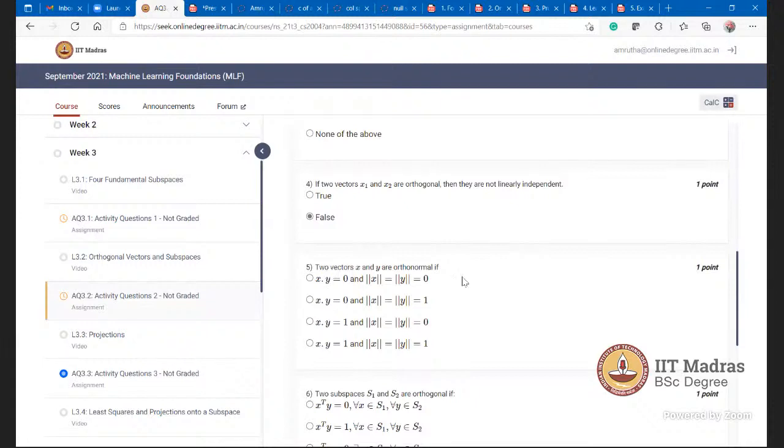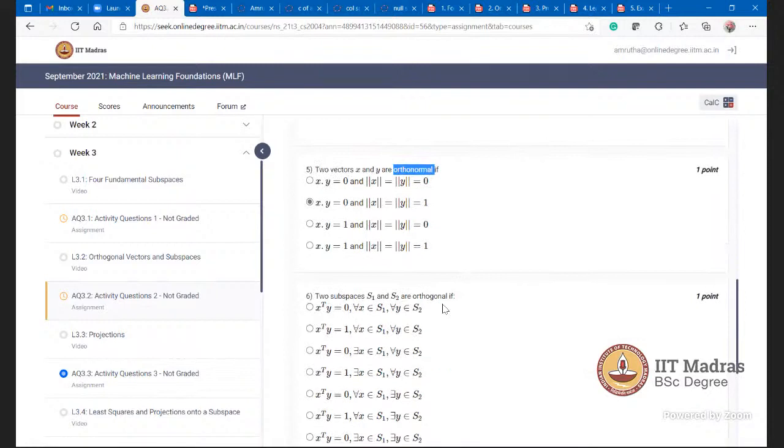So next question: two vectors x and y are orthonormal. Orthonormality calls for orthogonality to be true, so the dot product of these two vectors has to be equal to 0. In addition, the vectors have to be of unit length. So this is your option: x dot y must be equal to 0, and the length of the vector x and the length of the vector y must be equal to 1.